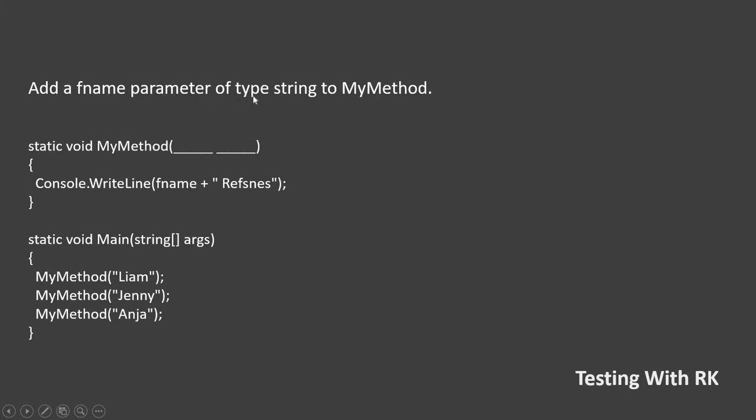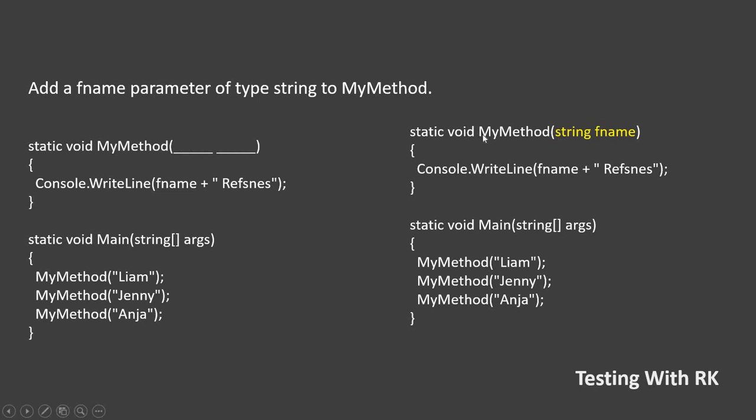Add a parameter fname of type string to myMethod. So this is the method called myMethod. I want you to add a parameter named fname, which will be consumed by your main method: Liam, Jenny and Anja. Pause the video, write your answer, and when you're ready, play it again. And the answer is static void myMethod string fname, plus that value. Remember to define your parameters within the method as data type and then your parameter name.